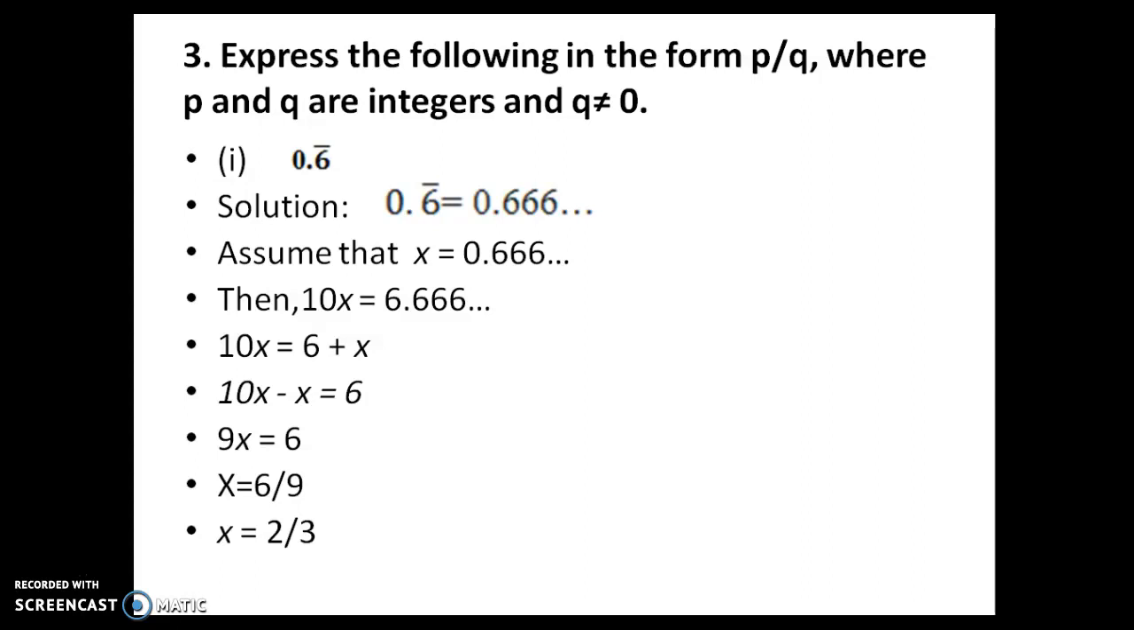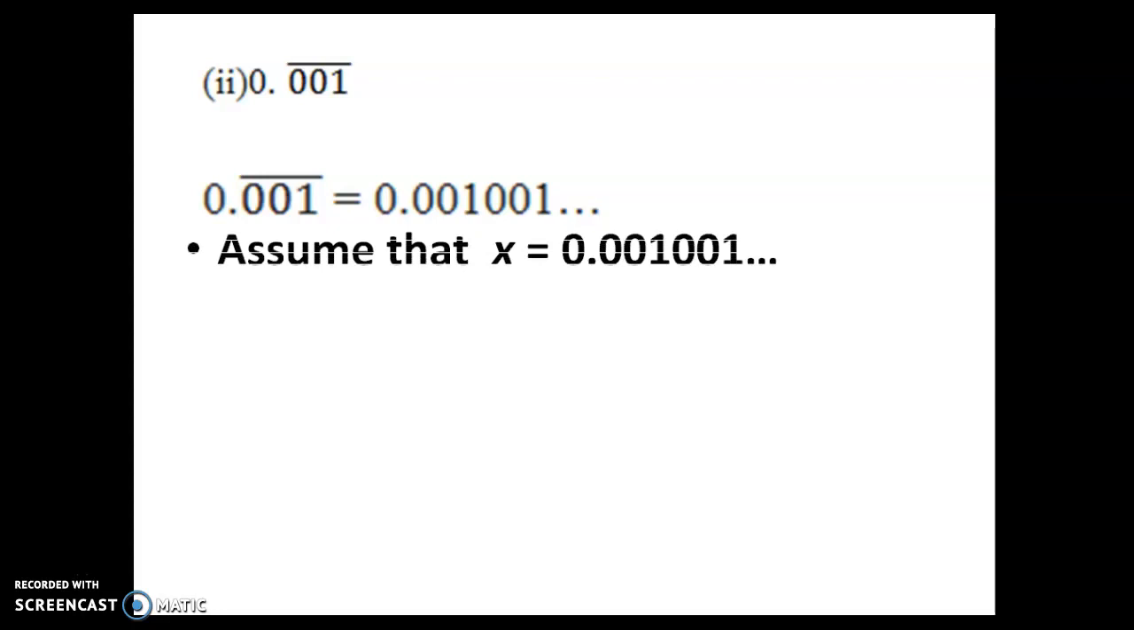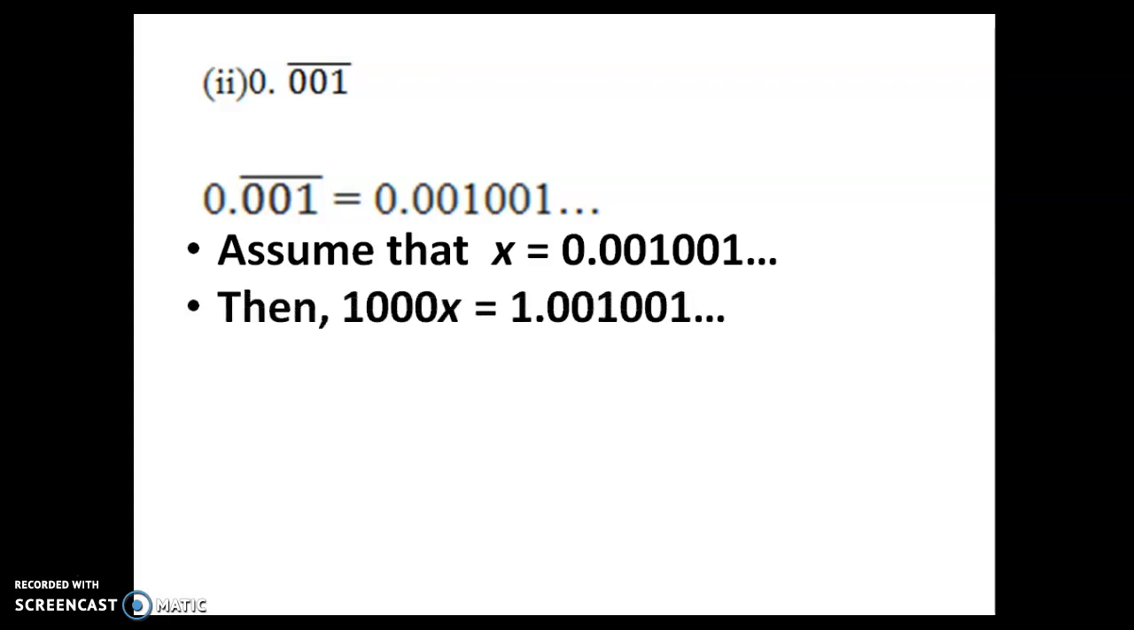Then moving to the next problem. It is given 0.001 and this 001 is recurring. So assume x is equal to 0.001001 and so on. So 1000x is equal to 1.001001. In the previous problem we did 10x, here we are doing 1000x.